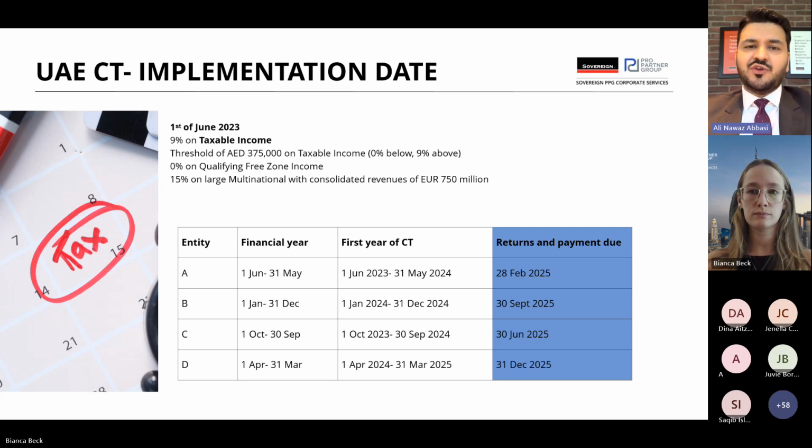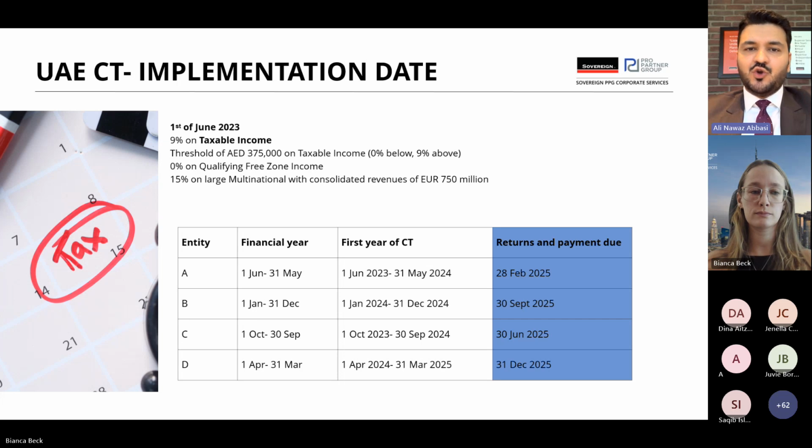UAE has introduced a threshold for very small businesses. So if your taxable income is less than 375,000 dirham in any given tax year, you don't pay any tax. This is applicable for all UAE companies except for qualifying free zone companies. This does not mean that you don't need to register. You still need to register and file your corporate tax returns annually. Free zone companies can avail the 0% tax regime, but we'll discuss this in detail in the coming slides.